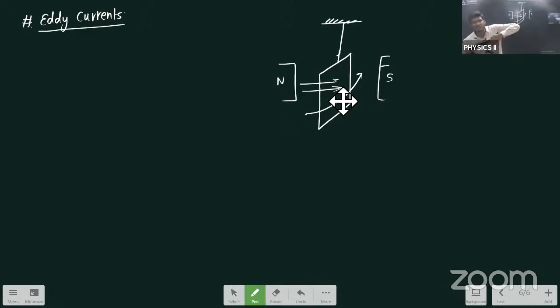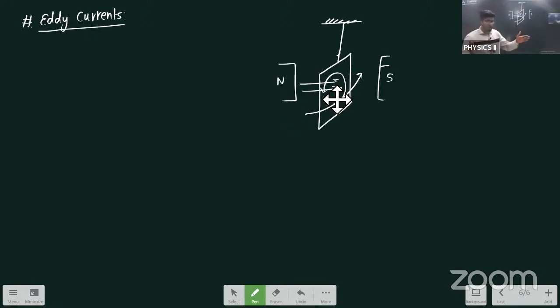Whenever there is a change in magnetic flux, an EMF will be induced. How? Because there are currents. Sometimes the currents flow in the clockwise direction, and at another time, when the plate is moving away, they flow in the anti-clockwise direction. So the currents developed inside a metal oscillating between two bar magnets are called eddy currents. I hope you understood the meaning of eddy current.